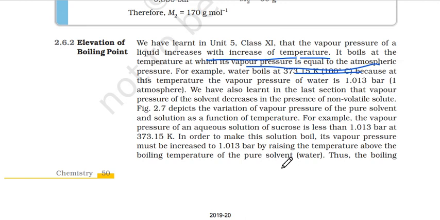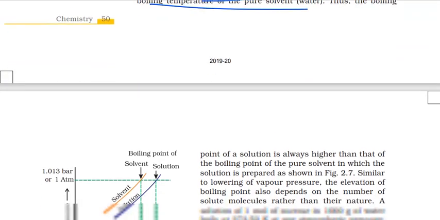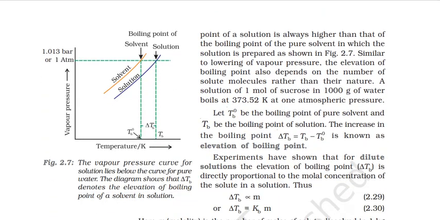Depicts the variation. For example, vapor pressure of an aqueous solution of sucrose is less. In order to make this solution boil, its vapor pressure must be increased to this by raising the temperature above the boiling temperature of the pure solvent. Thus, the boiling point of a solution is always higher than that of the boiling point of the pure solvent.